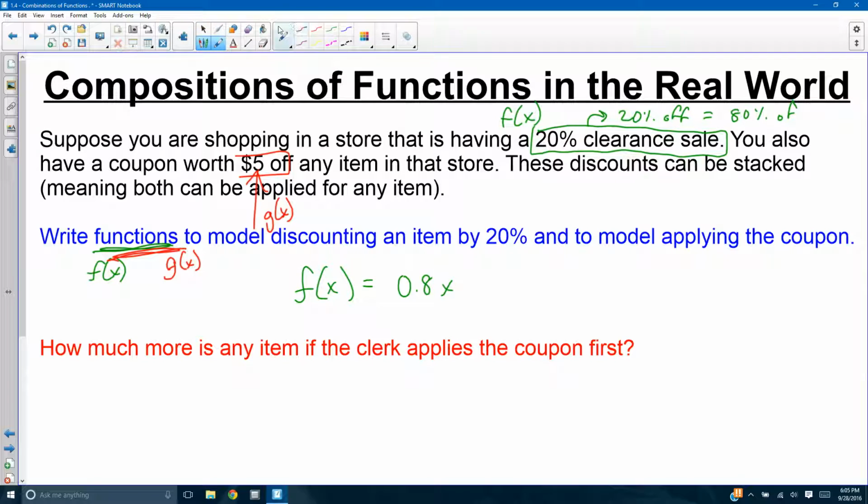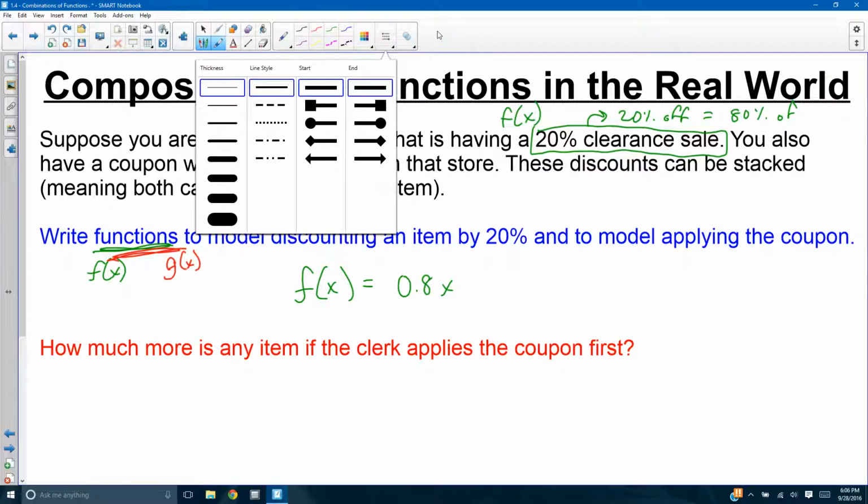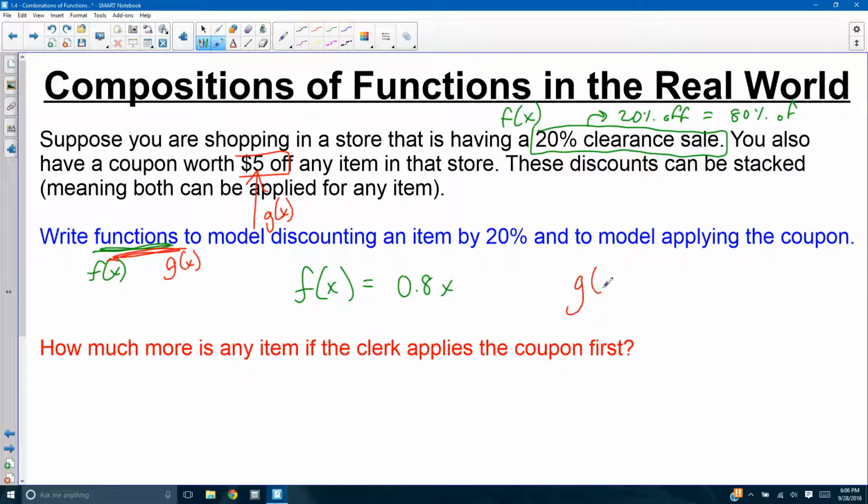g of x is $5 less than whatever x is. You take your price, you subtract 5 from it. So we have two different functions here. f of x represents 80% of, or 20% off, and g of x is $5 off. These are two separate things. These were not stacked at this point.